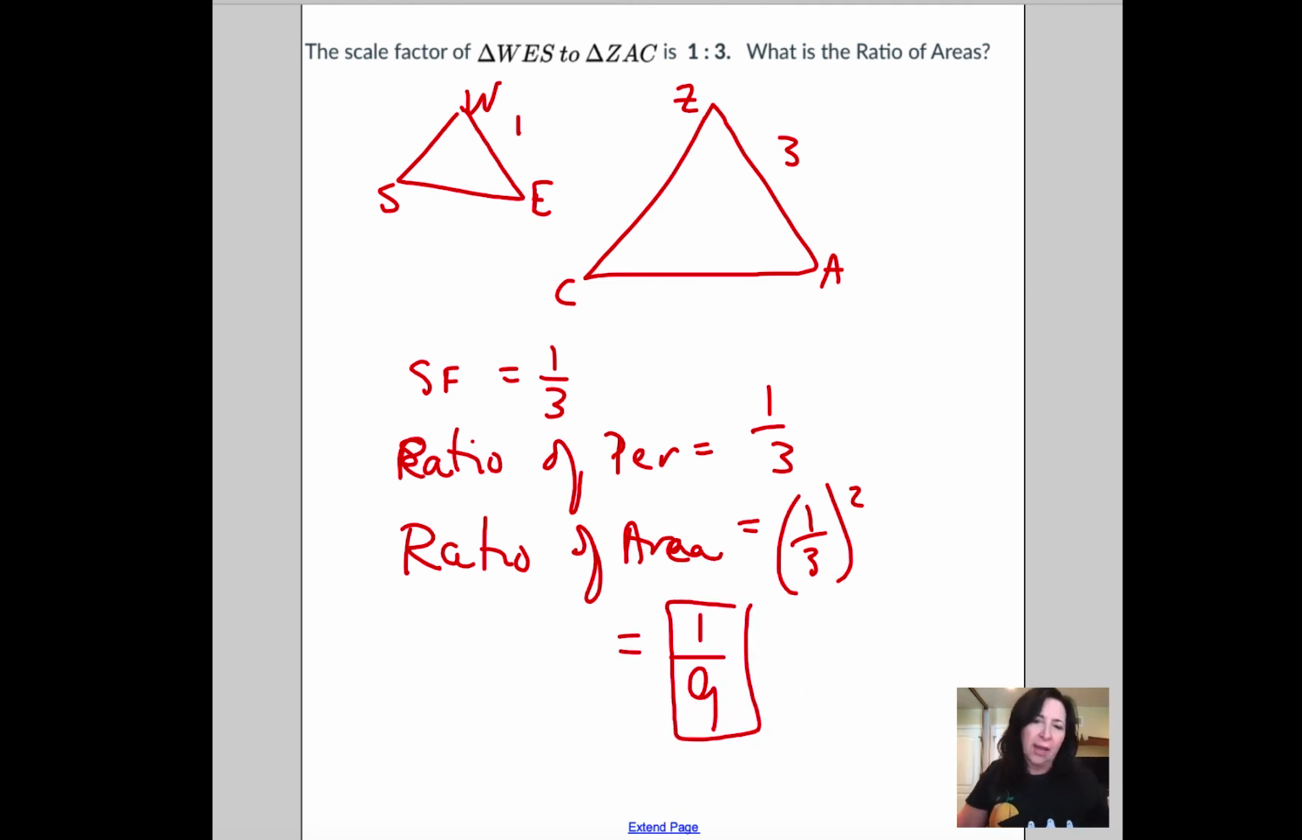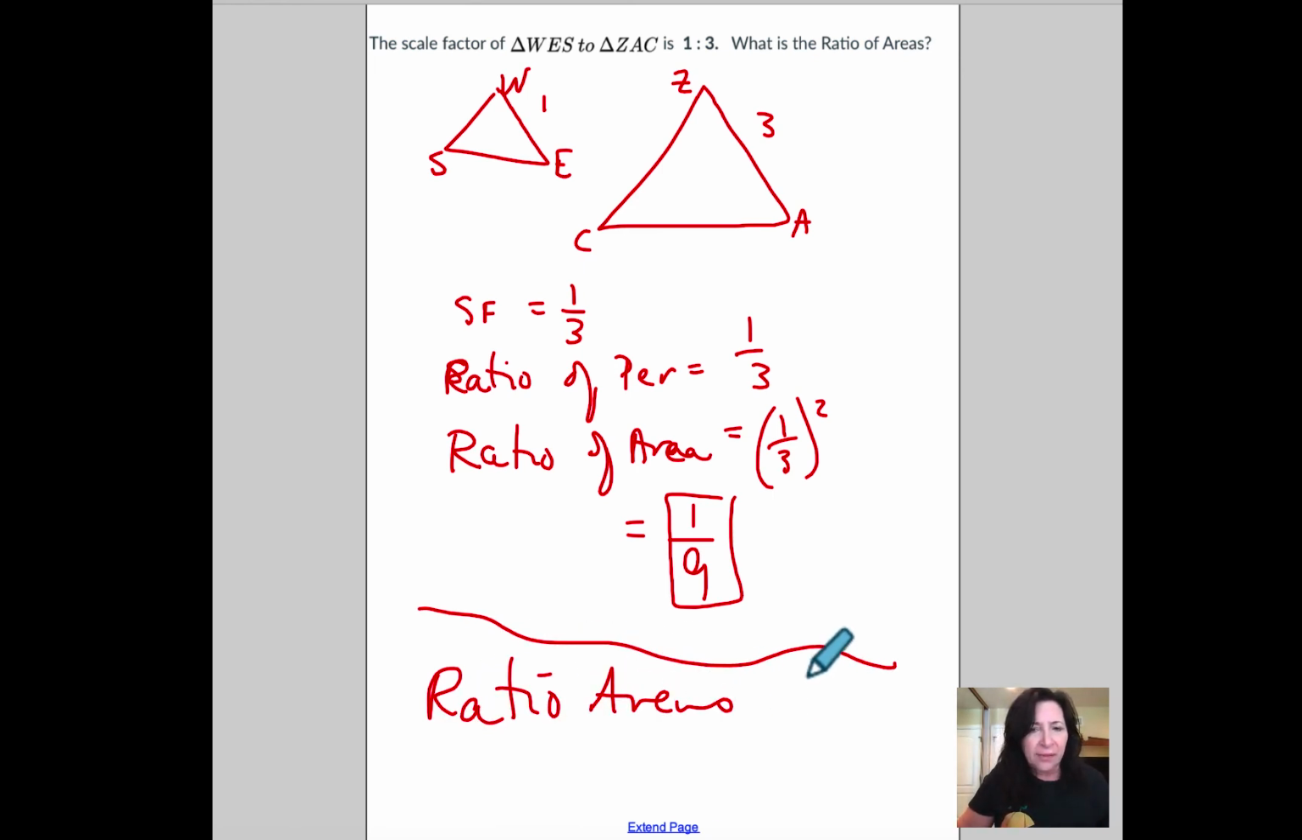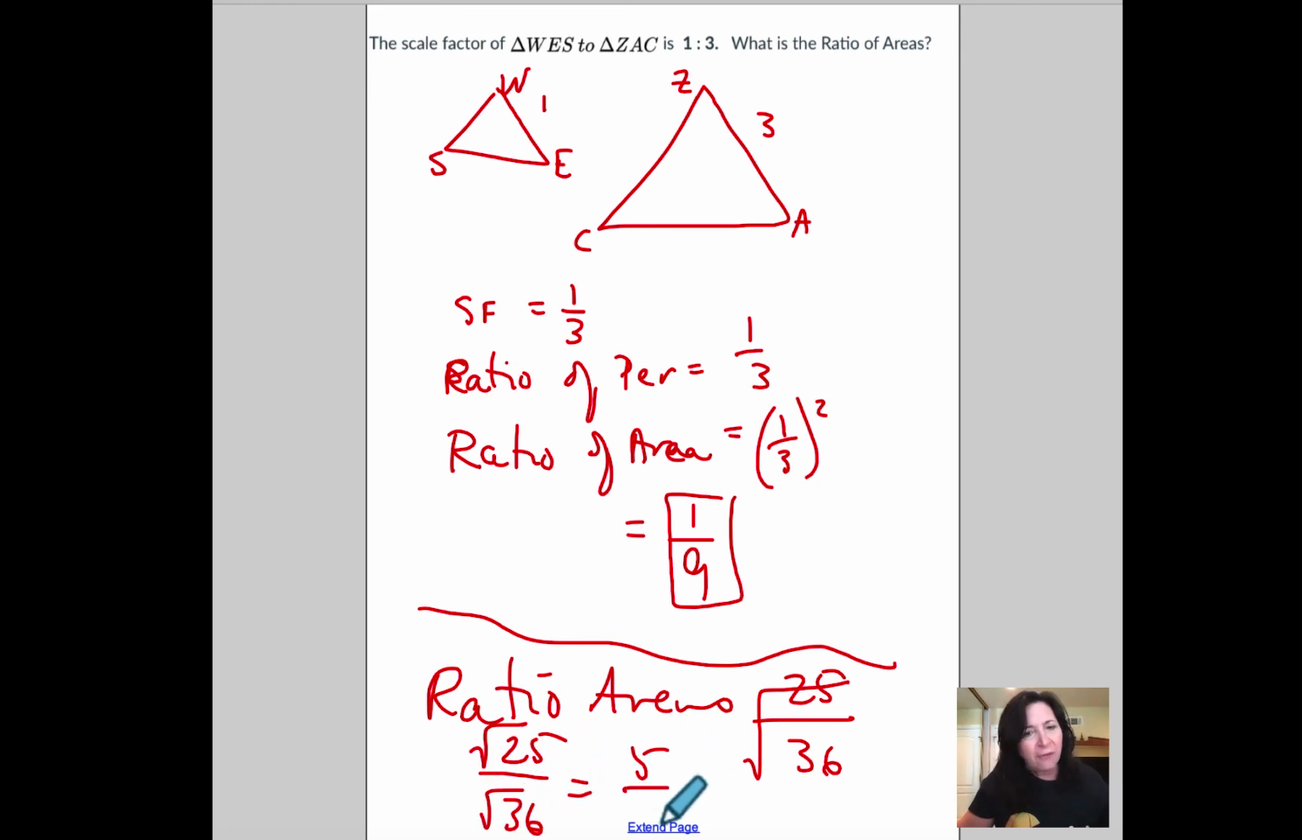So the ratio of area is 1/9. Now, just note, if you want to work backwards, let's say I gave you the ratio of areas. I said, different problem, the ratio of areas is 25 to 36. What's the scale factor, or what's the ratio of perimeter? All you would do is square root both sides, right? Square root top and bottom. So the square root of 25 over the square root of 36 is 5 over 6. So my scale factor and my ratio of perimeter are both 5 to 6.